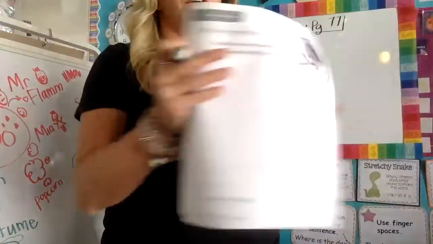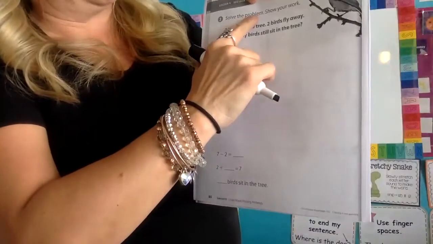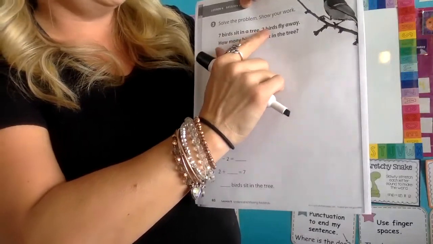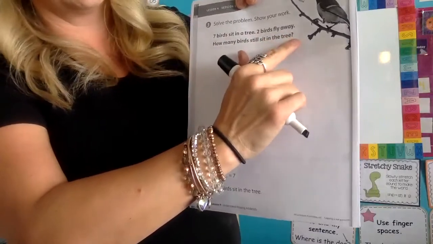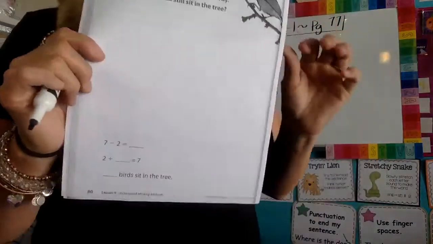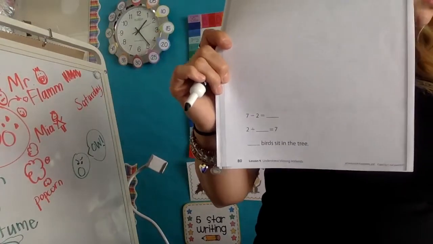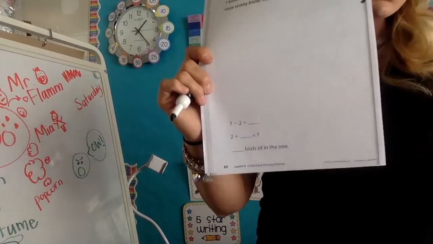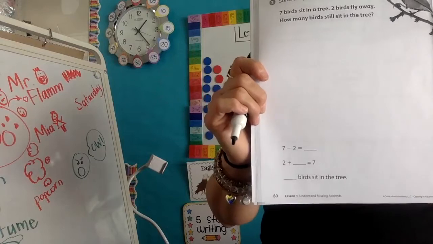Now we are on the little birdie page, okay? Solve the problem, show your work. 7 birds sit in a tree. 2 birds fly away. How many birds still sit in the tree? You are welcome to draw birds on this page. Just remember that this is not art class. This is about math. So you can draw circles, squares, whatever works for you, but just remember you're not spending a ton of time on it.